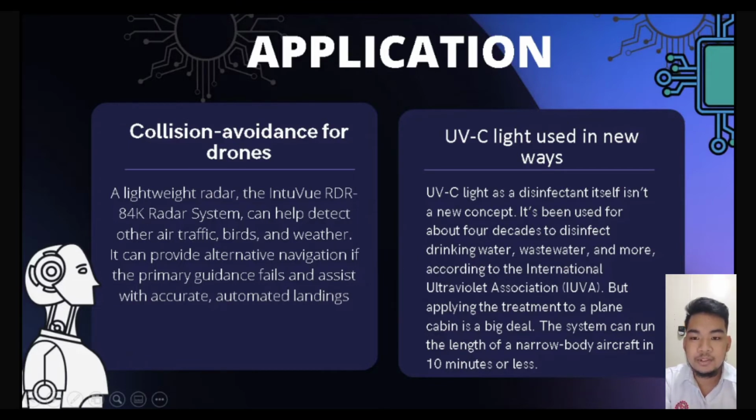Application: collision avoidance system for drones. The Intuvu RDR-84K radar system is a small radar that can detect other planes, birds, and weather. It can help with accurate automated landings and alternative navigation if the primary guidance fails. It is compatible with all major drone platforms and autonomously senses obstacles and avoids collisions during drone missions, using optimal sensors and intelligent software.